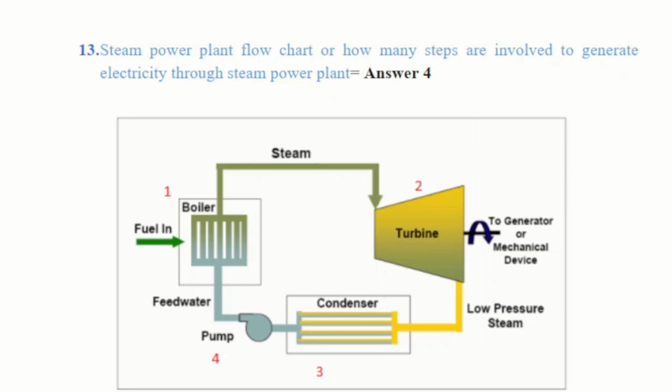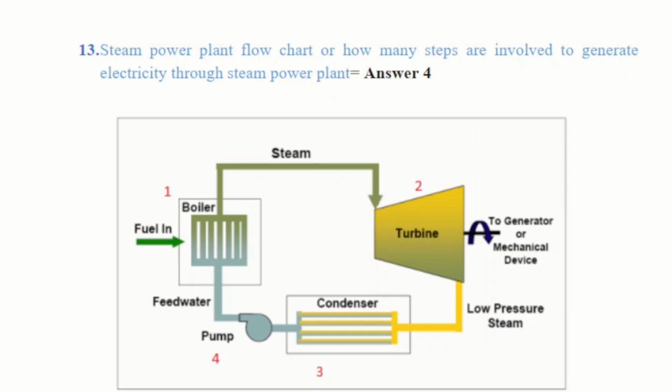Number 2 step is turbine. The red color shows you over there is written 2. The turbine is a mechanical device that converts the kinetic energy of the steam to mechanical energy. The generator is coupled with the turbine rotor and converts the mechanical energy of the turbine into electrical energy.